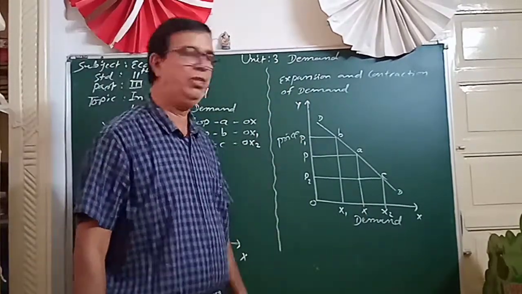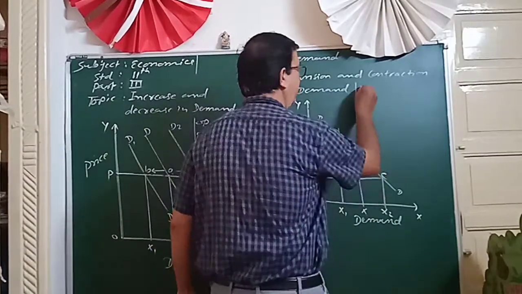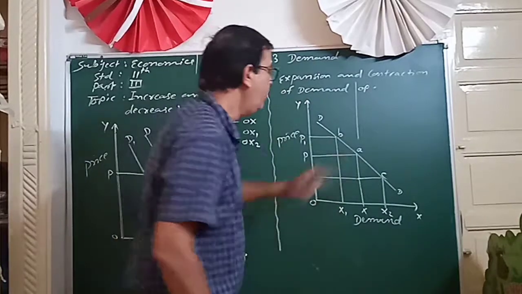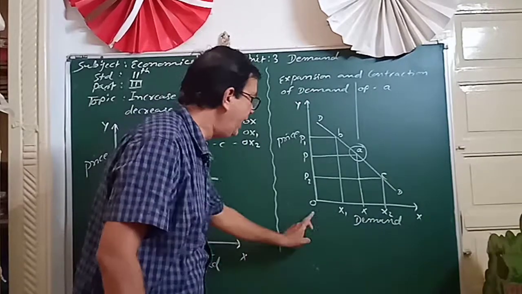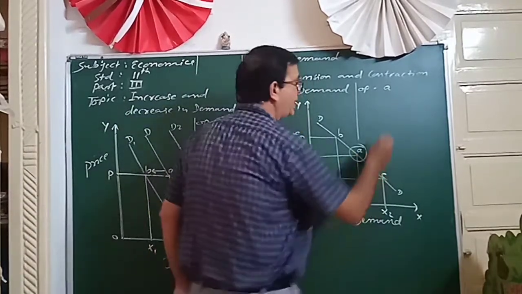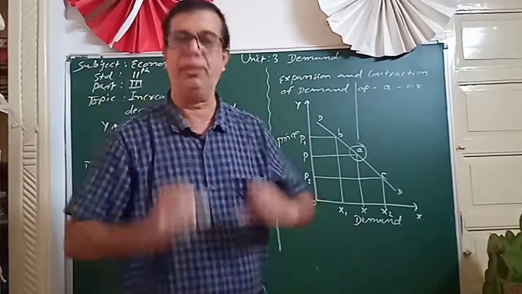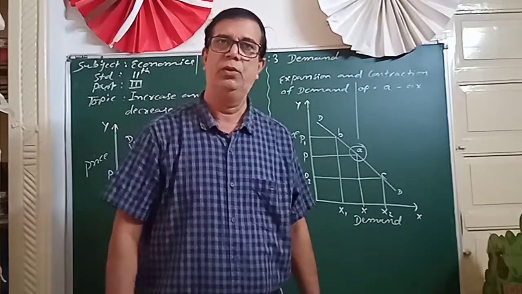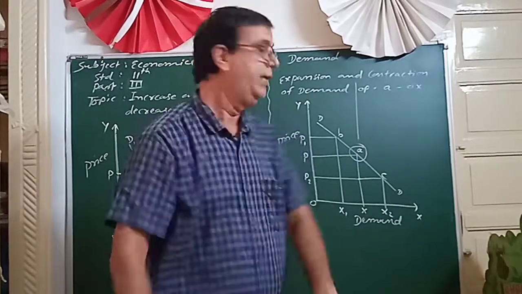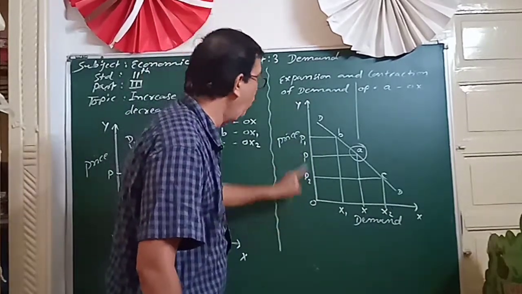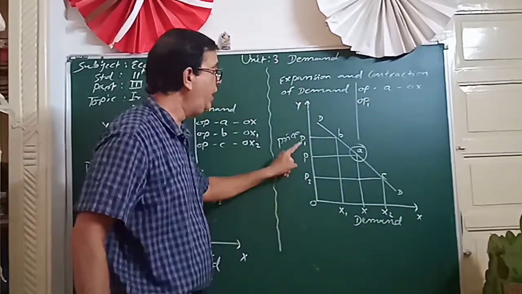Now in this diagram, DD is your demand curve, OP is the price, and equilibrium point is A. At that time, demand is OX. This is your original position. Now, other factors remain constant and because of a change in the price, the price changes from OP to OP1. Price increases from OP to OP1.